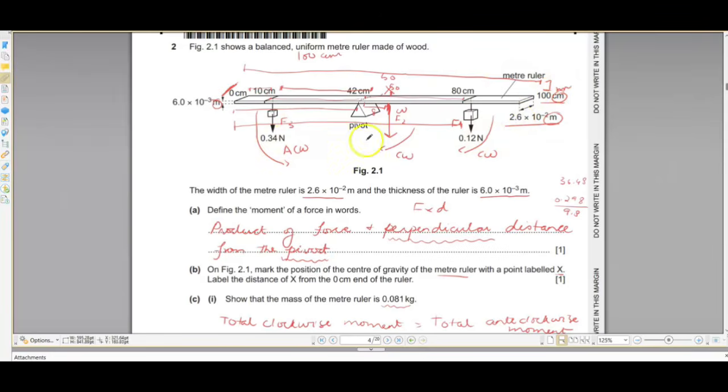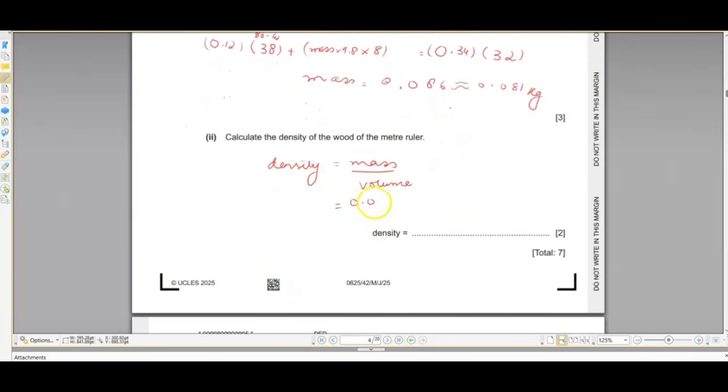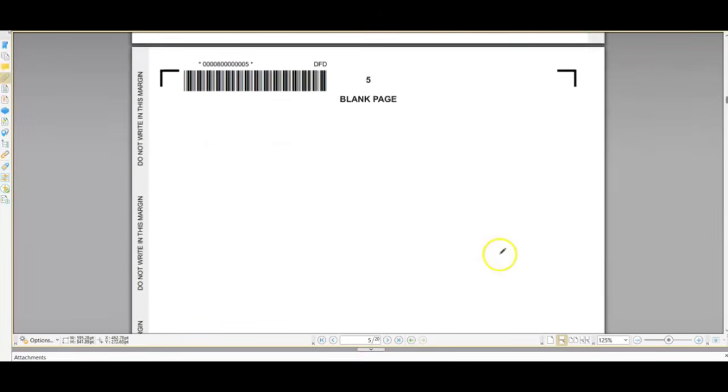Now once we have all these values, let's put it in the formula. So mass is going to be 0.081 kgs and volume is going to be 1 into 6 into 10 raised to the power minus 3 into 2.6 into 10 raised to the power minus 2, which was the height. After you solve all of this, you are going to get the answer of 519.2 kg per meter cube, and it can be rounded off to 520 kg per meter cube. I hope you understood the question.